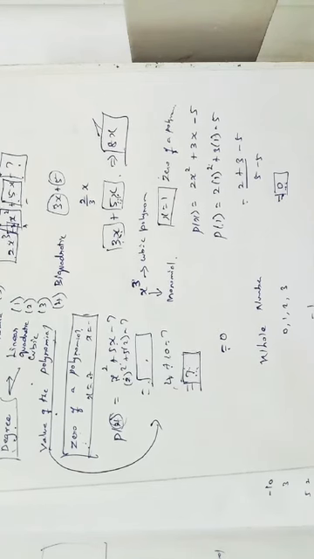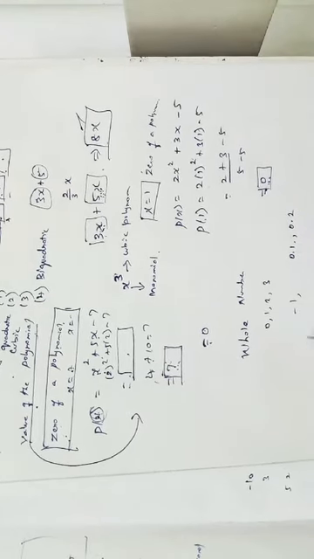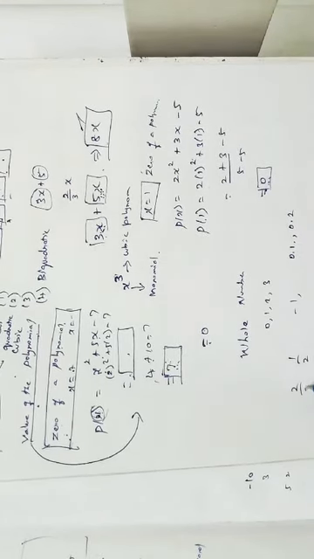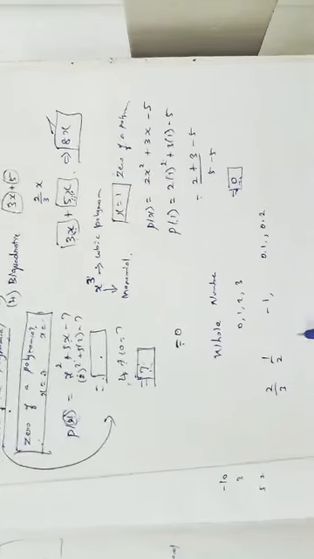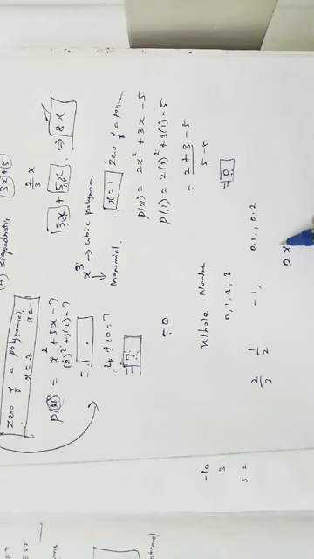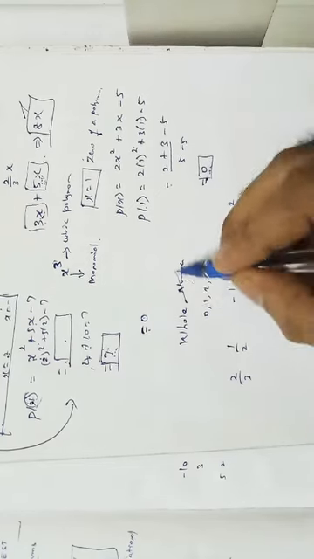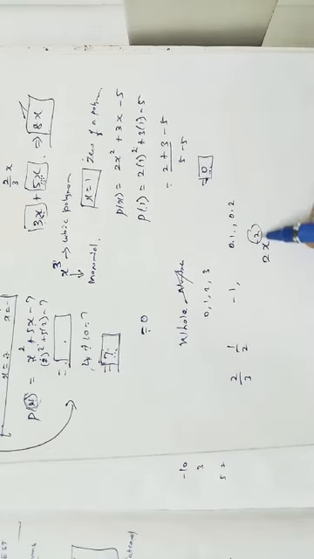Suppose it is coming as -1, or negative values, or decimal values like 0.1 or 0.2, or a fraction like 1/2 or 2/3. I'm just giving one example: 2x power -2. Is this a polynomial? No, it's not a polynomial, because the power is not in the form of a whole number. So it is not a polynomial.